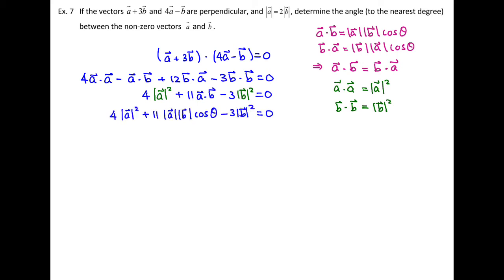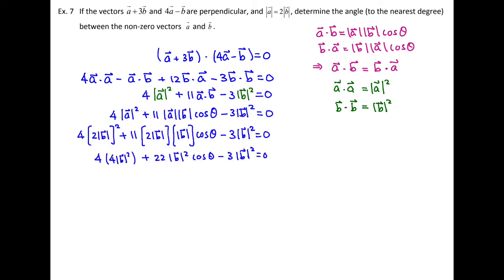Now we try to eliminate the many different variables. So let's use the equation again. We know magnitude of the vector A is 2 times the magnitude of the vector B. So every single magnitude of A here, we're going to replace them. After that, we are going to try to isolate cosine theta because that's the angle between vector A and B.